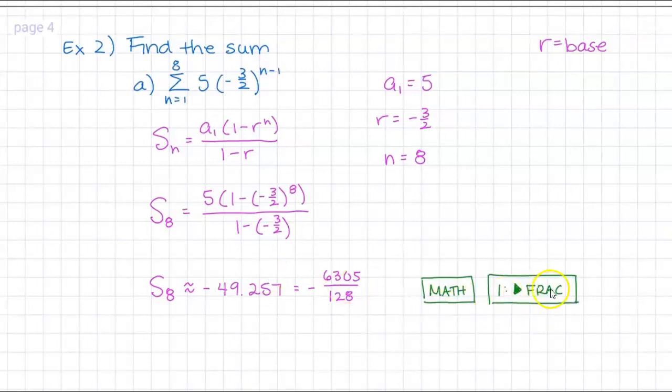Let's change to a fraction. If it can, it can't always, but if it can change the decimal to a fraction, it'll do it for you. So that's kind of a cool little thing to know. So there we go. There's our answer. Okay, so that was part A. Let's look at part B.